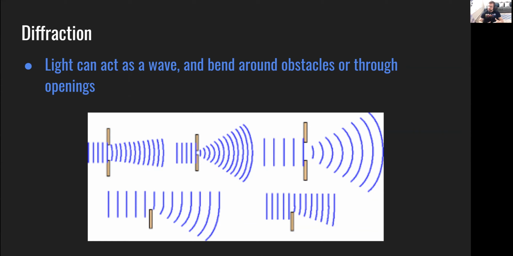Light bends around the corner. This is why you have a window and light can fill a room even though the window isn't the same size as the entire room. Light comes in the window and bends to fill the rest of the room.